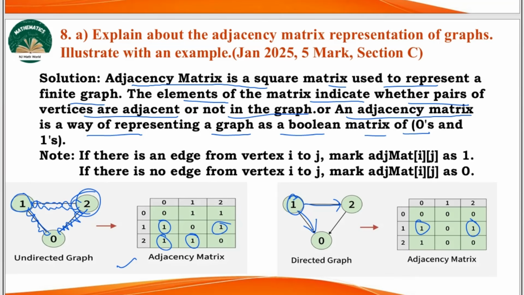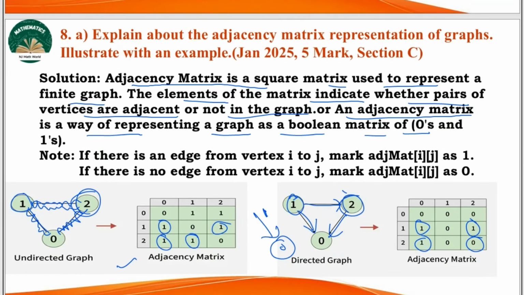Then if you go for 2, from 2, we have to check. From 2 to 0, yes, it is going out, so it is 1. 2 to 1, no, it is not going, so it is 0. 2 to 2, no self loop, it is 0. So in a directed graph, only if the line is going out from the vertex, then it is marked as 1.